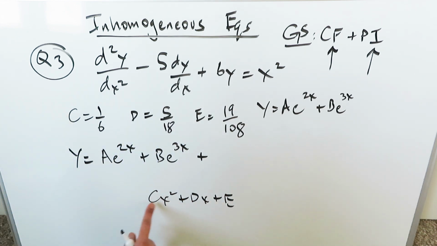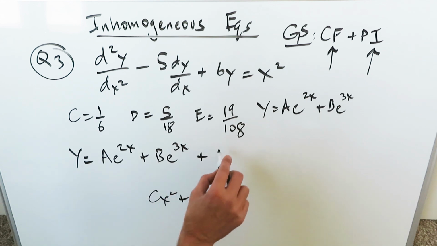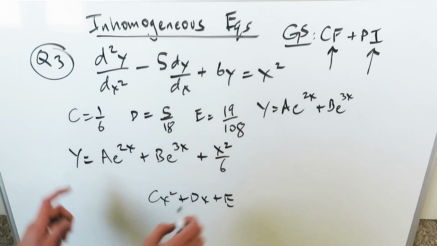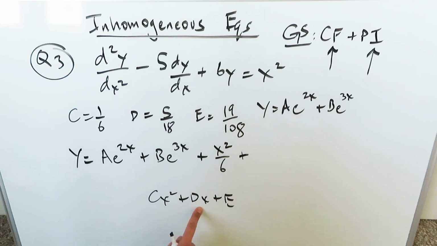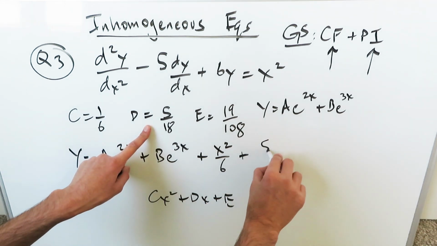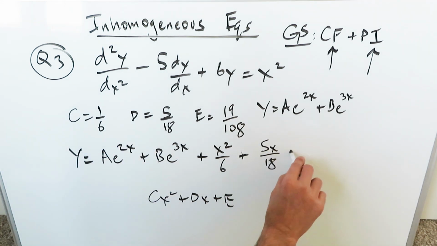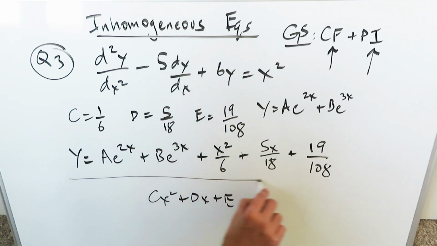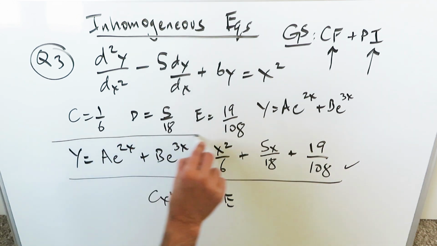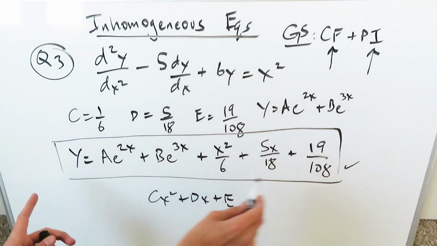Just plug away. Cx squared, you can write that as x squared over 6. C is 1 over 6 times x squared is x squared over 6. Plus d is 5 over 18. I can say 5x over 18. And finally, my e was 19 over 108. This right here is my solution. All of this boxed item is my solution.